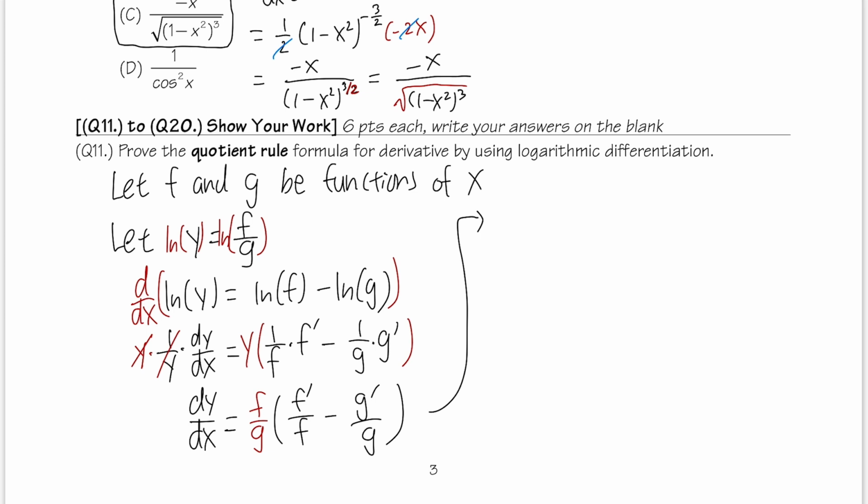Well, for the inside, we can combine fractions. Let's go ahead and get a common denominator. So I will multiply the first one by g and g, and then the second one by f and f. So now we have dy dx equals f over g times, on the bottom is just f times g, and then we have f prime times g minus g prime times f.